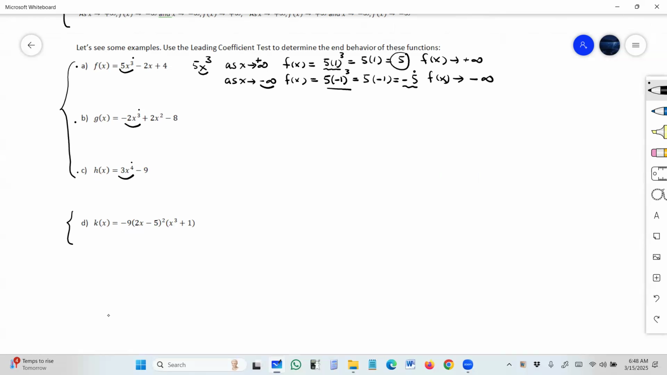So the end behavior of the first polynomial is as x goes to positive infinity, f of x goes to positive infinity. As x goes to negative infinity, f of x goes to negative infinity. All right, so this is the first end behavior. Let's take a look at the second one. So again, we identify the leading term.